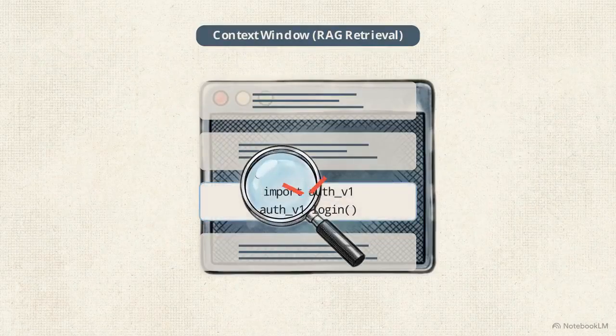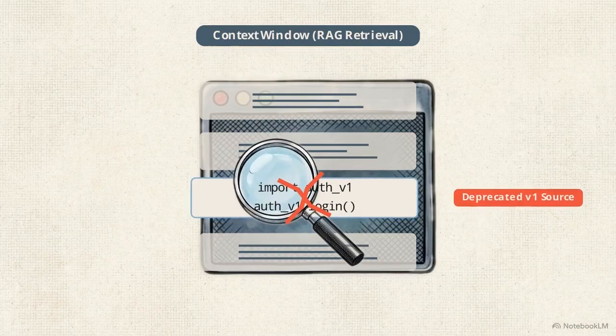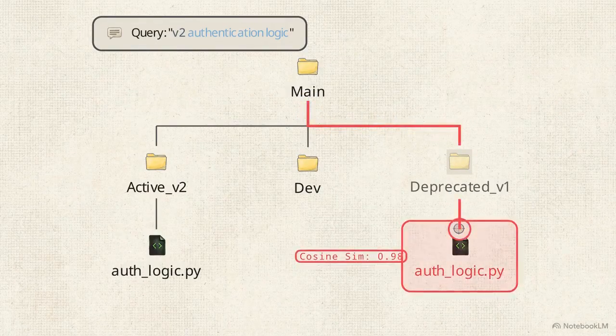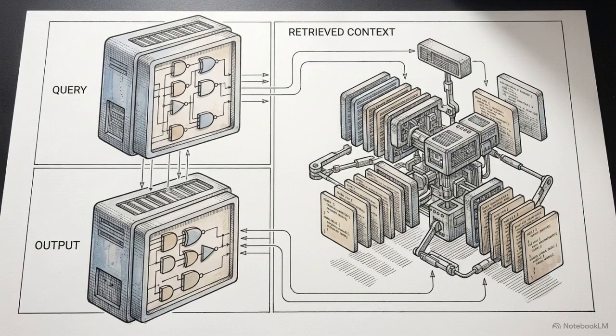The fatal error is in the context. The language model isn't citing the V2 API at all. It's pulling deprecated V1 authentication logic from a completely different project branch. To see why this happened, we have to look at the data flow.